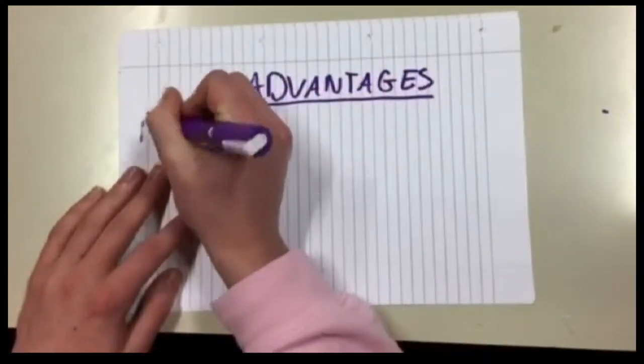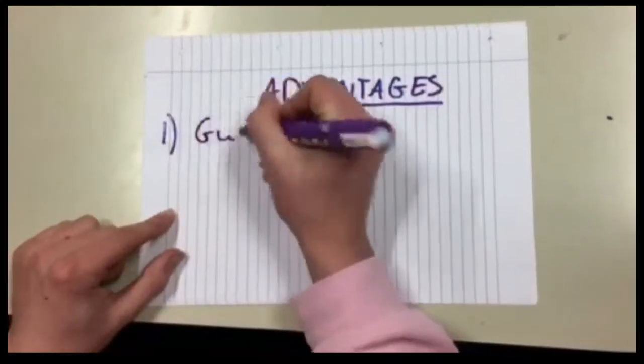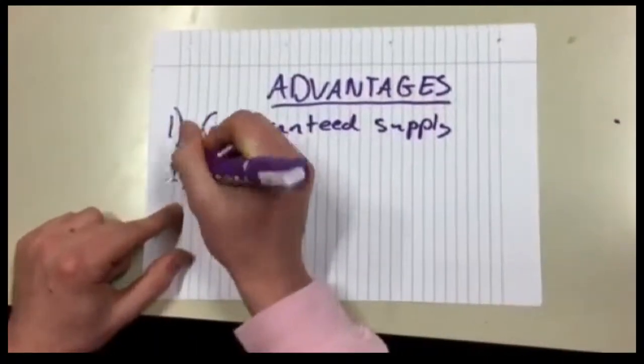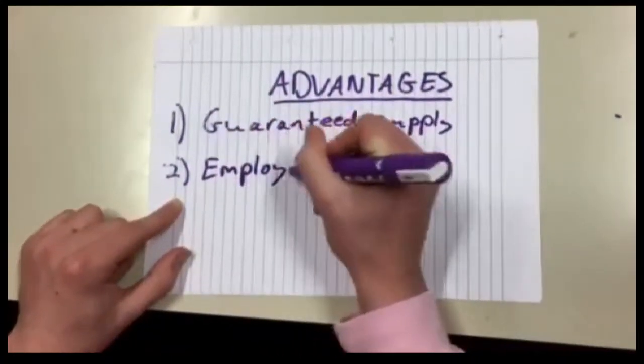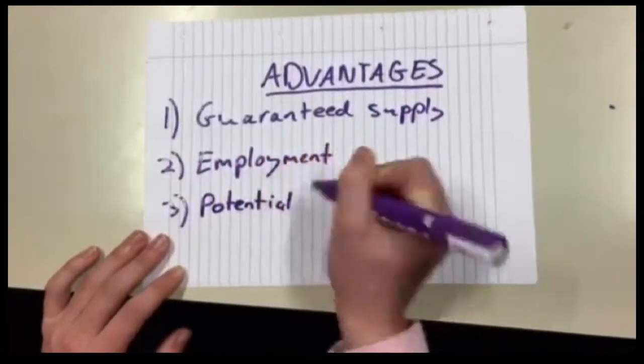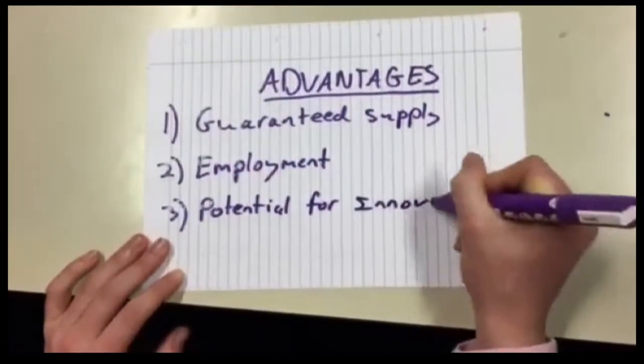There are both advantages and disadvantages to monopolies. Here are some of the advantages. There's a guaranteed supply of the product or service, such as in a state monopoly. Employment, there's no competition, so you've got greater job security. There's also potential for research and development or innovation. Profits could be used for investment in research and development to secure dominance of the market.